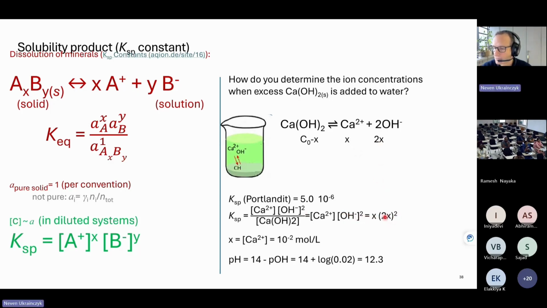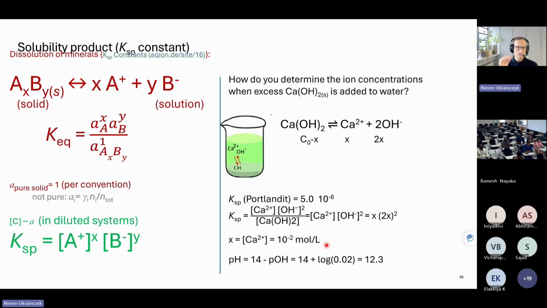So we have 2 times 2. We have here 2 and the power of 2, don't forget. And then you can solve for X, and X gives you the concentration of calcium, which is also the solubility. So the solubility of Portlandite is 10 to the power of minus 2 moles per liter. This is how much calcium hydroxide would dissolve if you have a saturated solution.